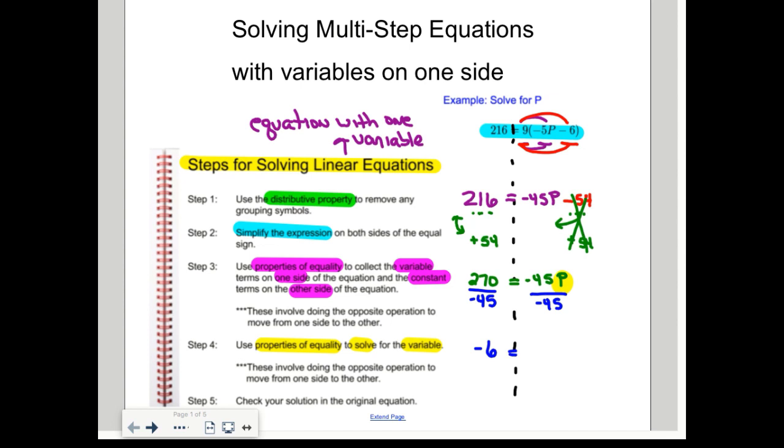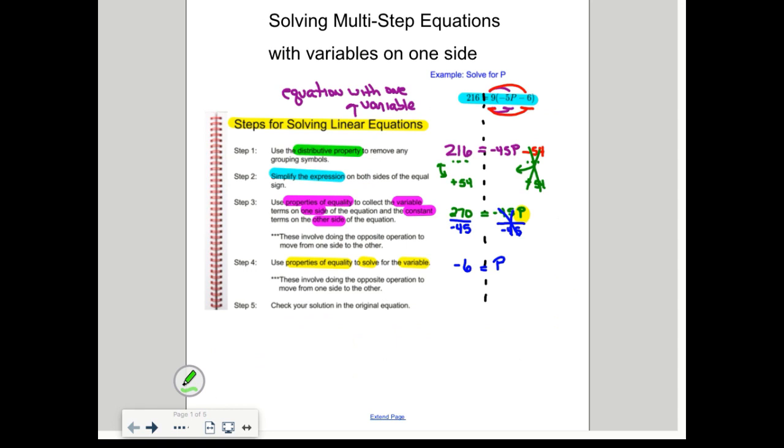And then a negative 45 and a negative 45 cancel, leaving me with a p. So that tells me that p seems to be the value of negative 6. Step 5 now says to check your solution. We know how to check our solutions.